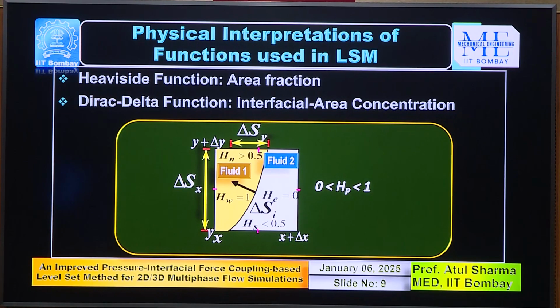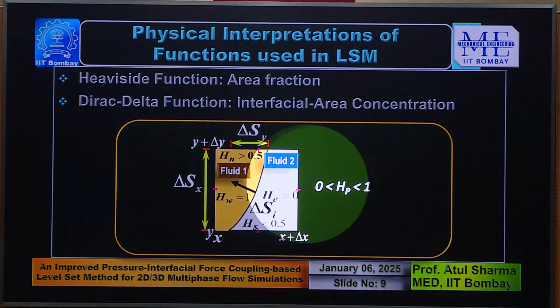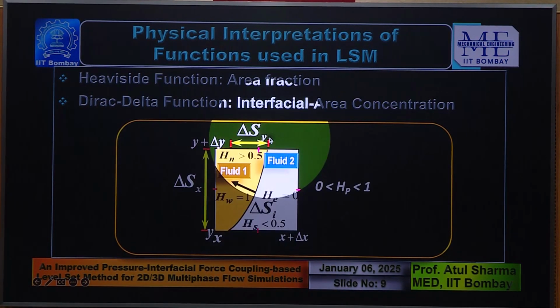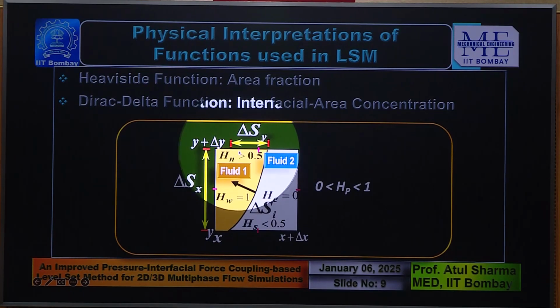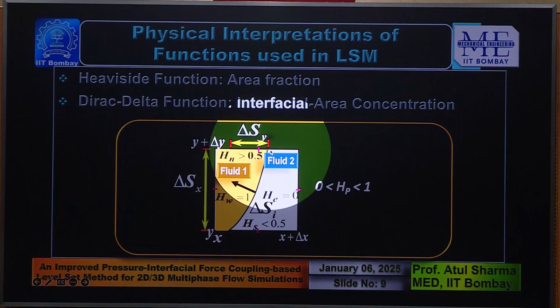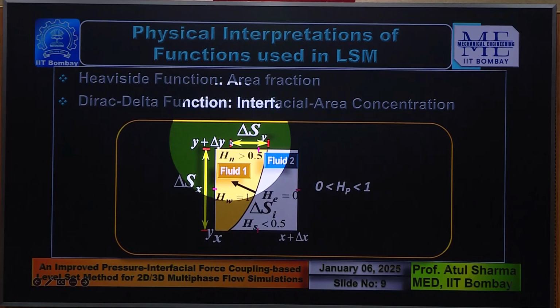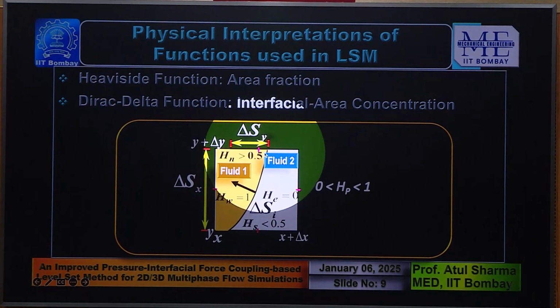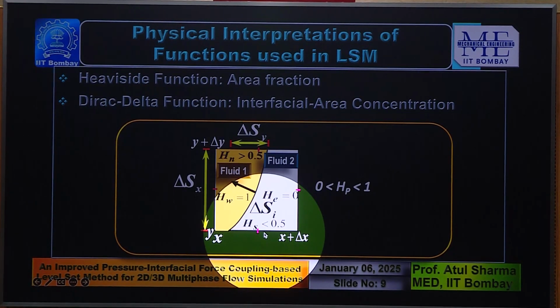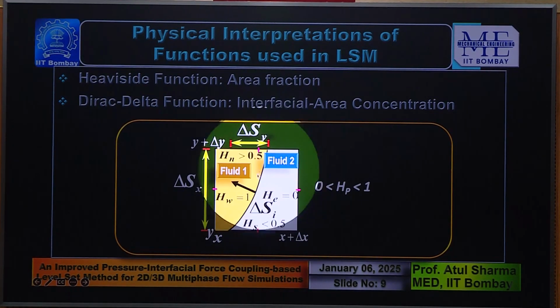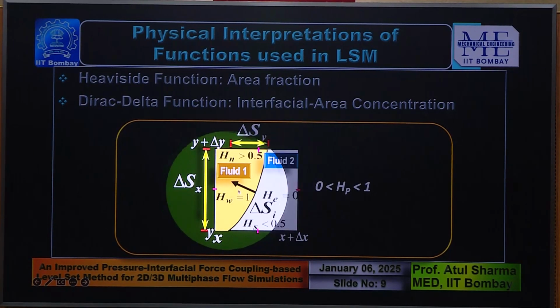Just to give you an idea, let us suppose this is the black interface which you are seeing. This interface is cutting the bottom surface and the top surface. If you calculate the value of the Heaviside function, you can see that it is cutting more than 50% of the upper surface and less than 50% of the bottom surface, as far as fluid 1 is concerned. So the Heaviside function on the north surface center is greater than 0.5, and on the bottom surface it is less than 0.5. This interface is not cutting the left surface and right surface.